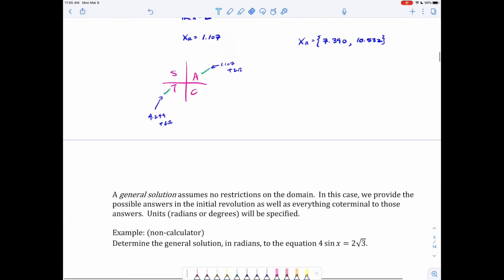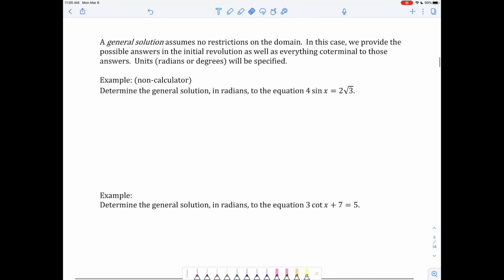Last bit of things is a general solution. We've talked about in previous units how to look at a general form of all coterminal angles to a specific angle, and that's where we add infinitely many 2 pi's, 2k pi's. As long as we have some integer number of full revolutions being added to it, we're good. They're all coterminal.